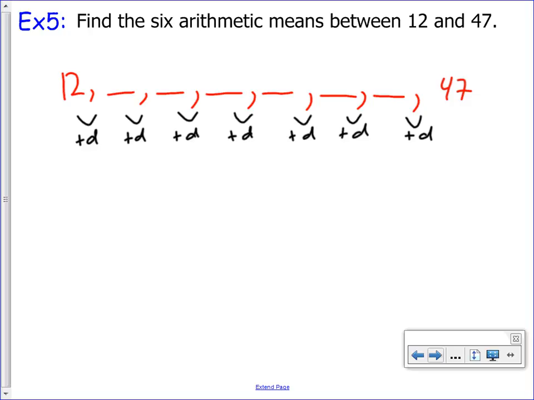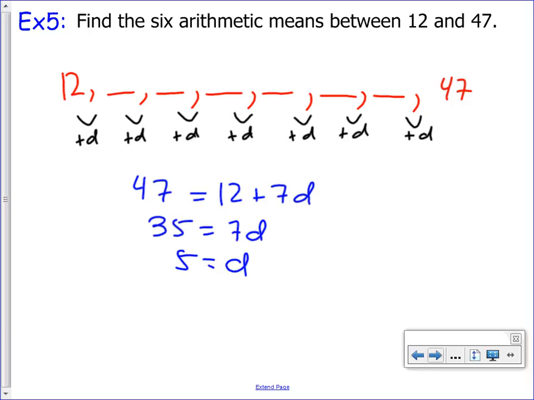So to get to 47, start at 12 plus 7, 8. 35, is that right? So in other words, we're adding 5 every time. So 17, 22, 27, sure enough, plus 5, 47.